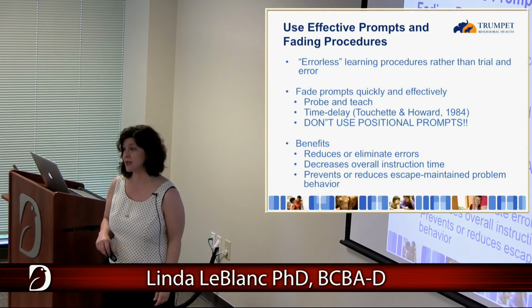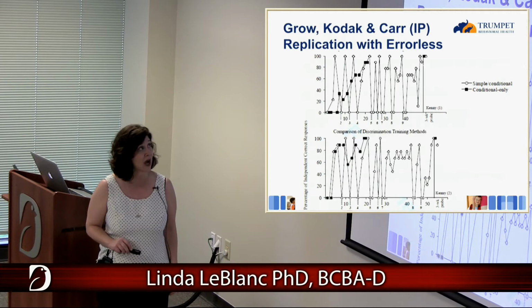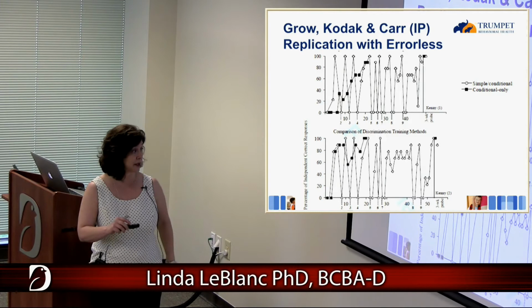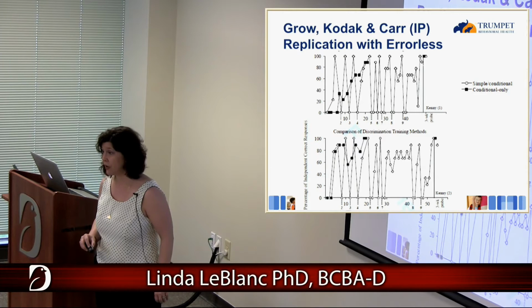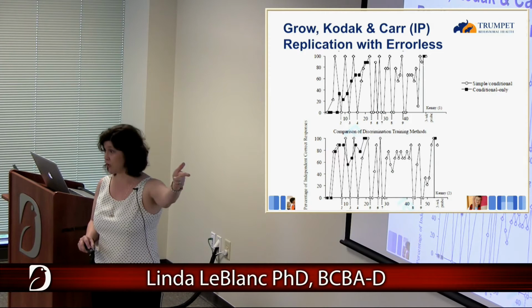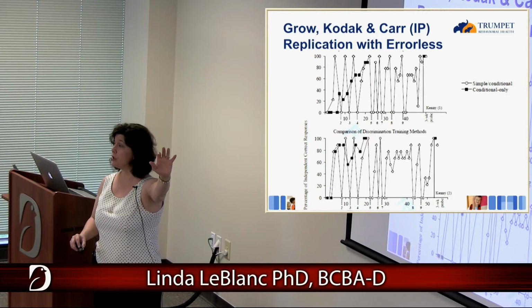Let's look at the most recent study. This is in press, Jaywant, Grow, Kodak, and Carr. It replicated a previous study. So you're looking at the percentage of independent responses. We have our circles, which is simple to conditional. And essentially, this is the Lovaas protocol. Simple to conditional, least to most prompting. Now, the squares, it's conditional only. Errorless teaching procedures. Exactly what Green 2001 recommends.